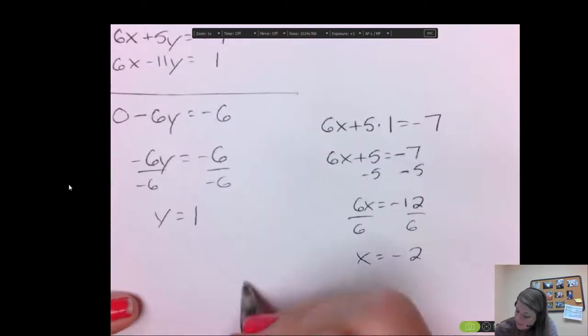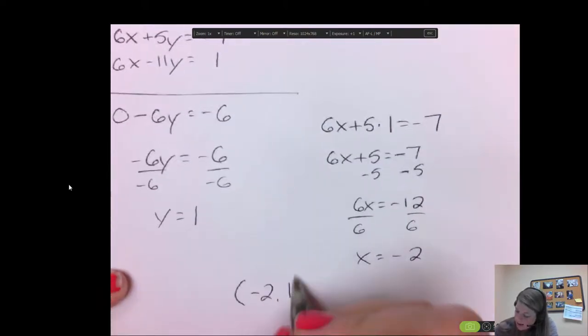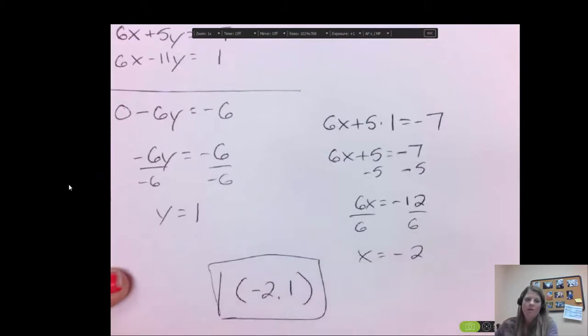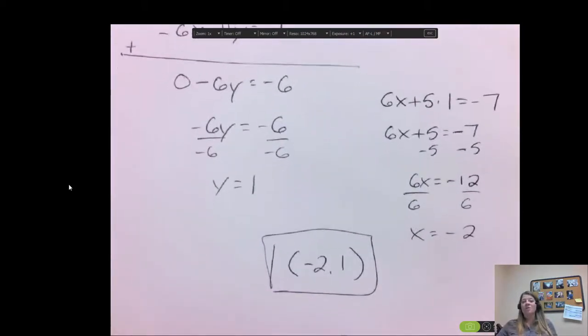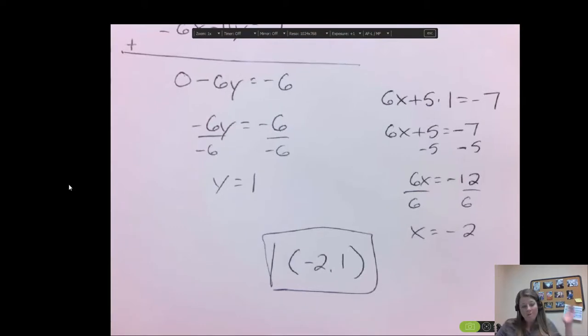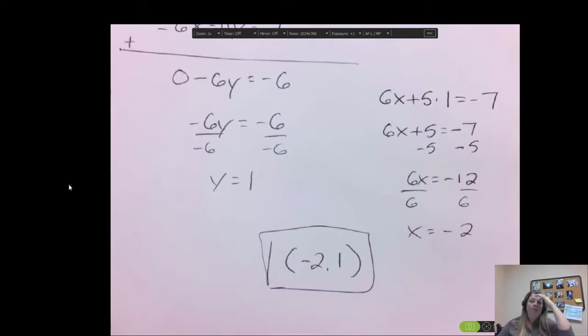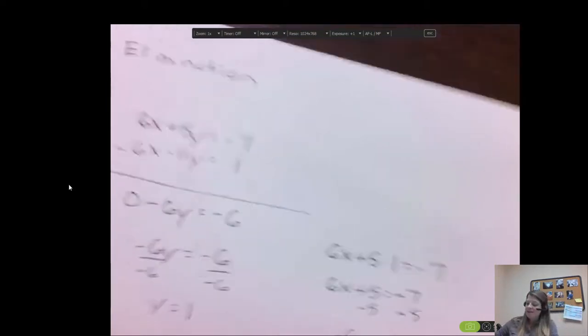xy, so I would write that point xy. That's the point where they cross. So this method I love. I use it all the time when they're in the form xy number. This method is great.